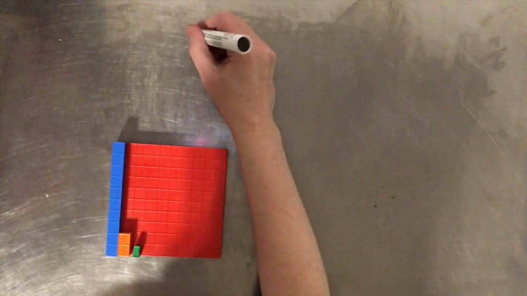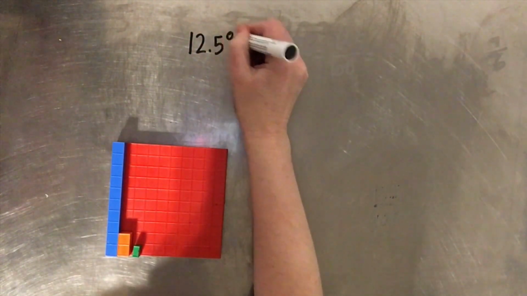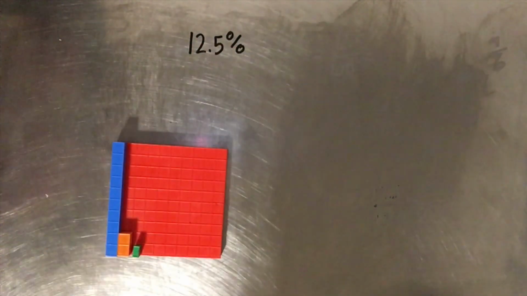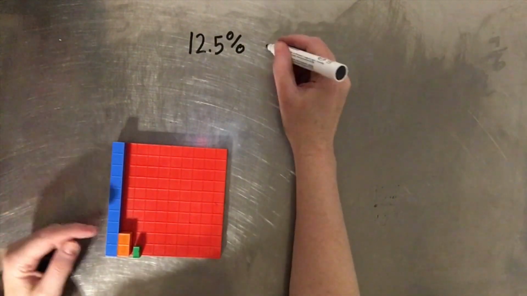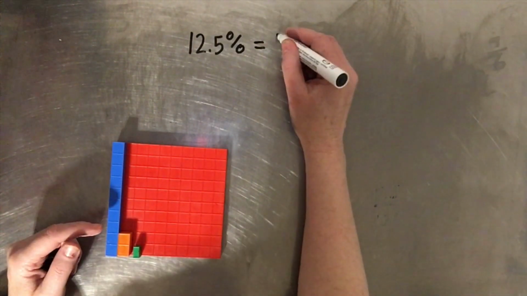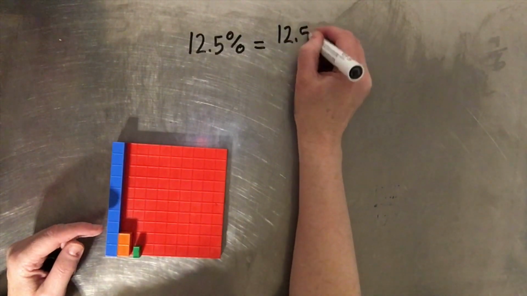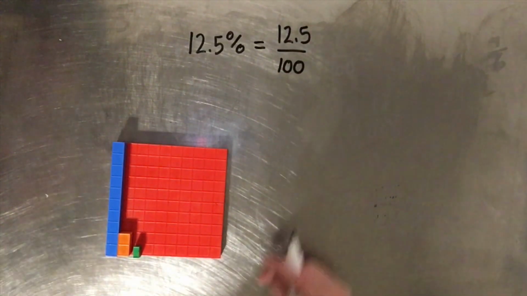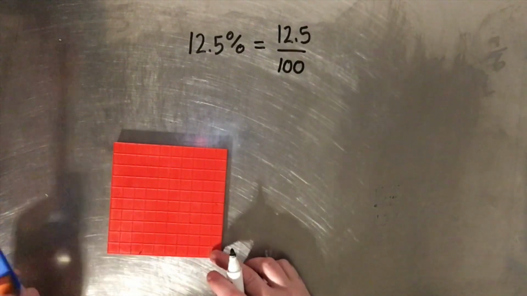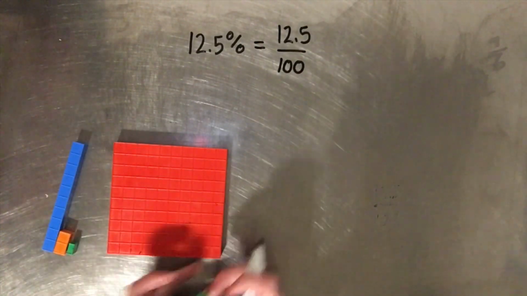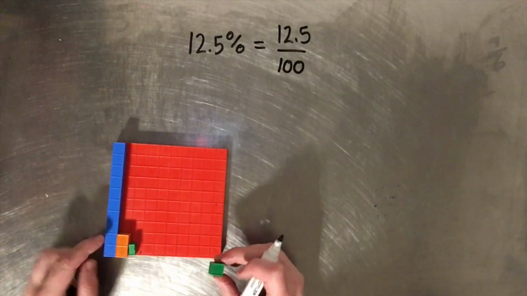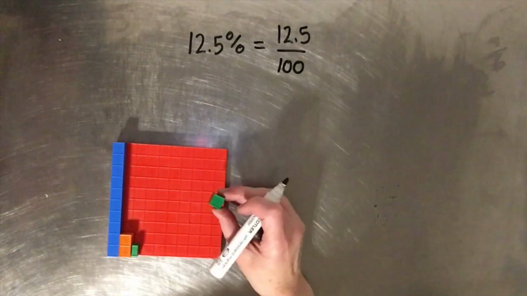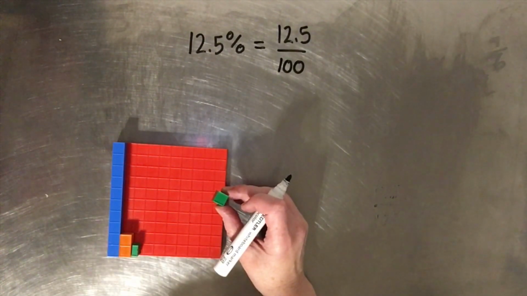One other way we can look at 12.5% and turn that into a fraction is, well, first we could change it into a bit of a more complicated fraction and just say it's 12.5 out of 100, because what we're talking about is this is our whole one, right? And there's 100 of those little pieces in there, and this is the same as 12 and a half of those little pieces, okay?